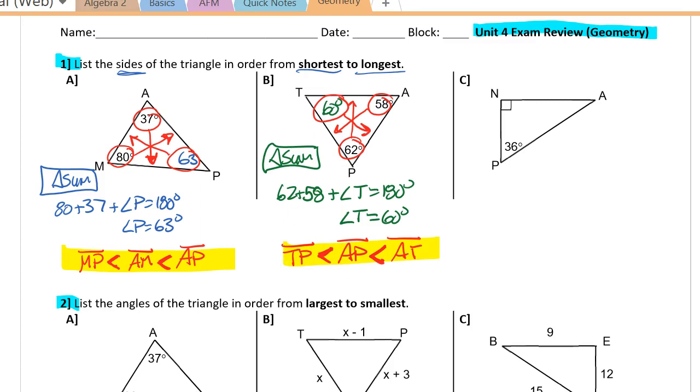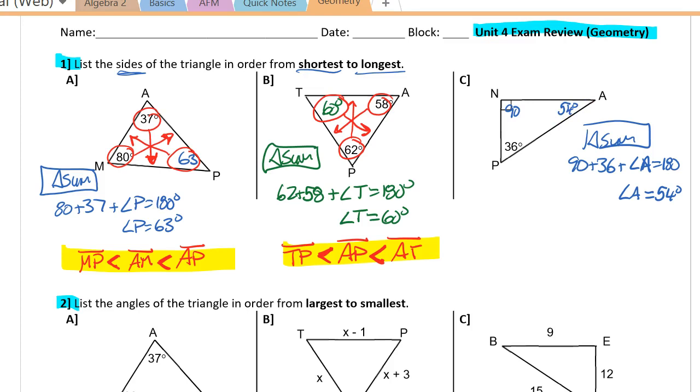Last problem. This means 90 degrees, so once again, triangle sum theorem gives us a third angle. 90 plus 36 plus angle A is equal to 180. So angle A is equal to 54 degrees.